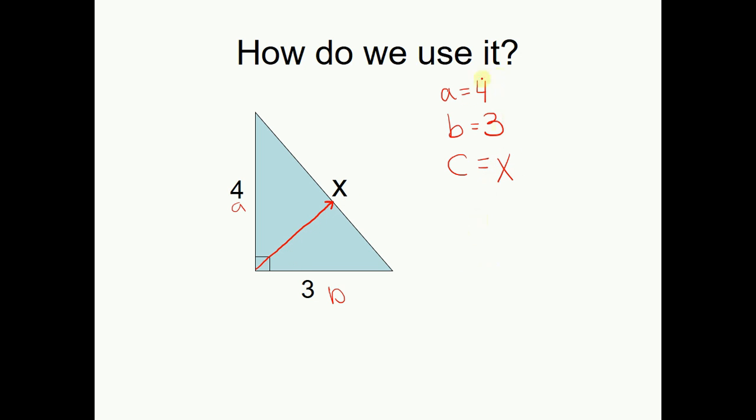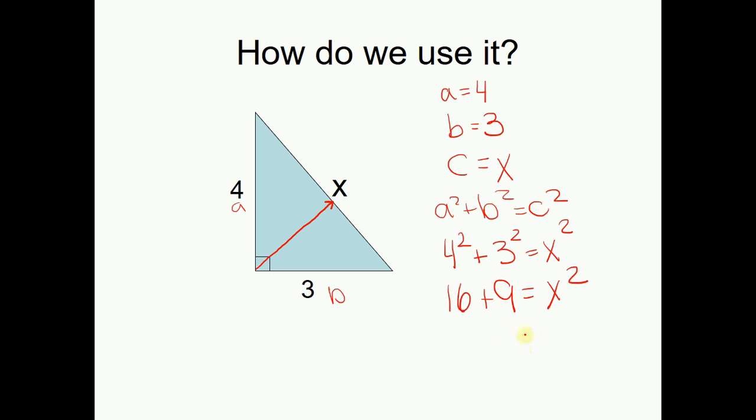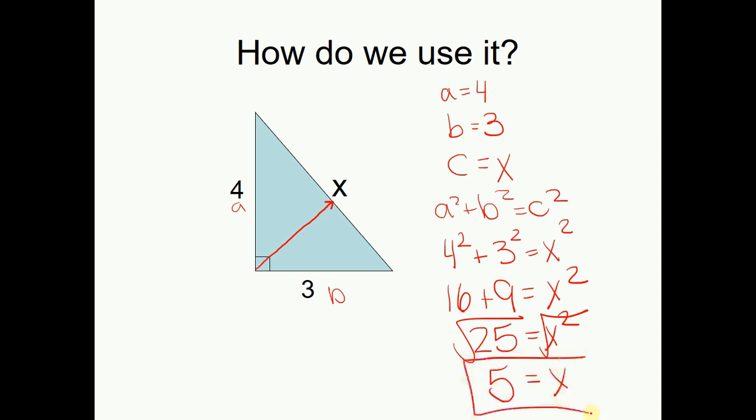Then I will plug it into a squared plus b squared equals c squared, the Pythagorean theorem. So 4 squared plus 3 squared, because that's b, equals c, which is x squared. So I got 4 squared, that's 16, plus 3 squared, that's 9, equals x squared. Basically, I'm going to add, and then you're always going to be square rooting at the end. So square root of 25, that is just 5. So x equals 5, aka the hypotenuse length is 5.